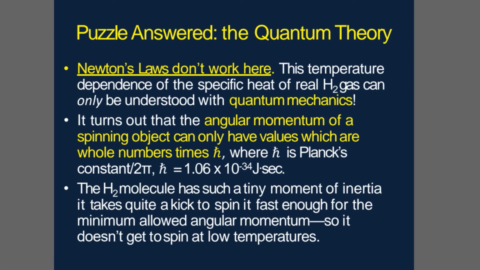Puzzles answered. The previous puzzles are answered here by quantum theory. Newton's laws don't work here. Why? Because this temperature dependence of the specific heat of real H2 gas can only be understood with quantum mechanics. It turns out that the angular momentum of a spinning object can only have values which are whole numbers times Planck's constant over 2 pi, where h-bar is 1.06 times 10 to the power of minus 34 joule seconds.